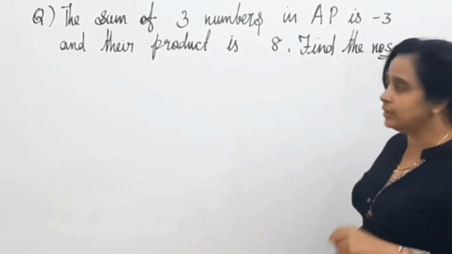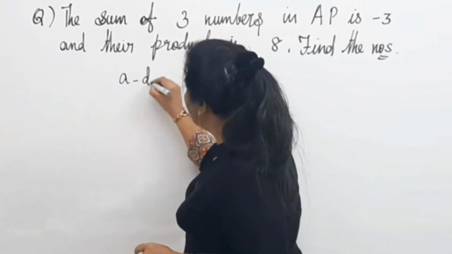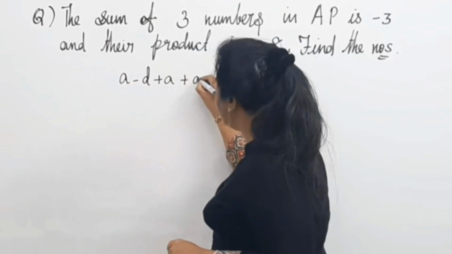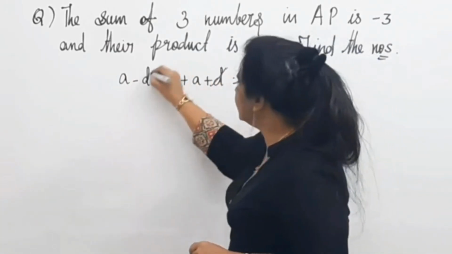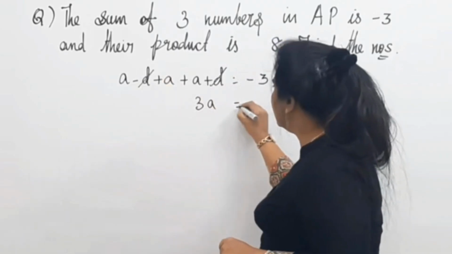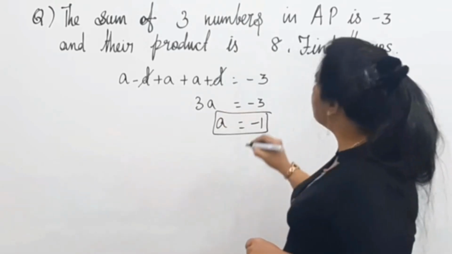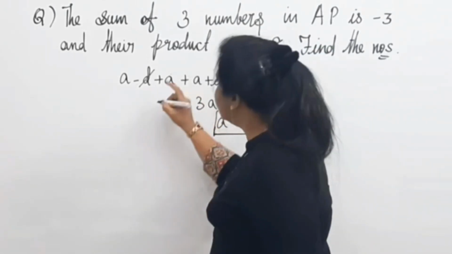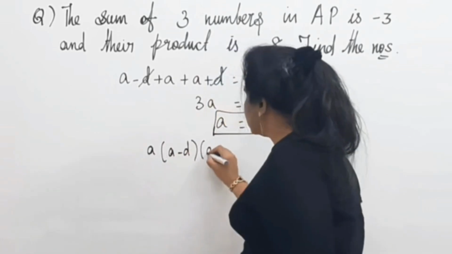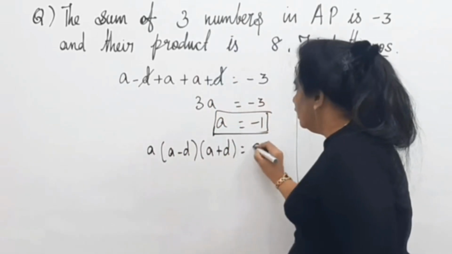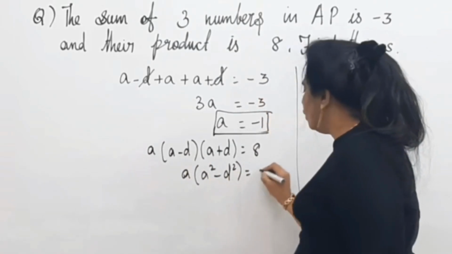Find the numbers. It's asked for 3 numbers, so you will take a minus d, a, a plus d, whose sum is equal to minus 3. So d gets cancelled, so 3a is equal to minus 3, so a is equal to minus 1. And the product is given as 8. So a into a minus d into a plus d is equal to 8. So I can write a into a square minus d square is equal to 8.